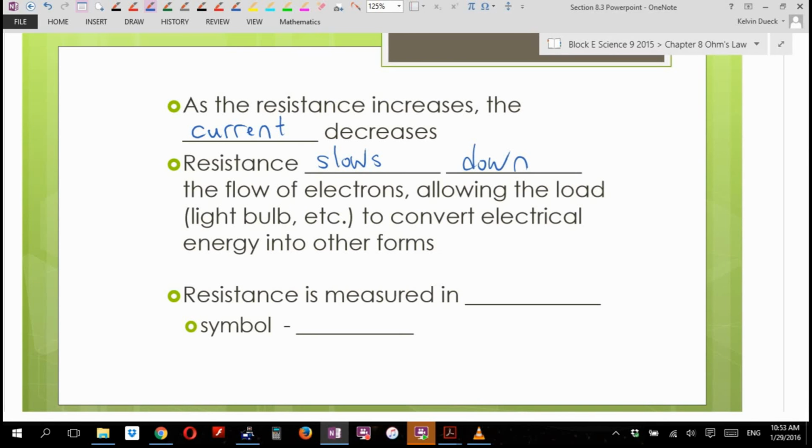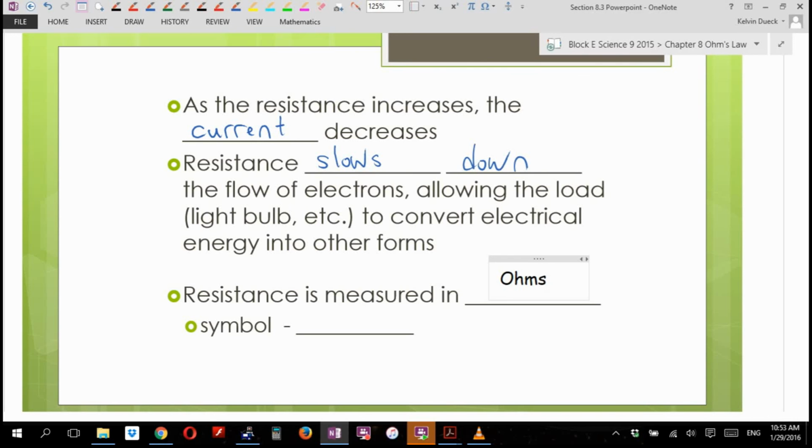What was voltage measured in? Nope. What was voltage measured in? Amps. What was voltage measured in? Volts. What was current measured in? Resistance is measured in ohms. Named after a scientist whose last name was? Ohm.